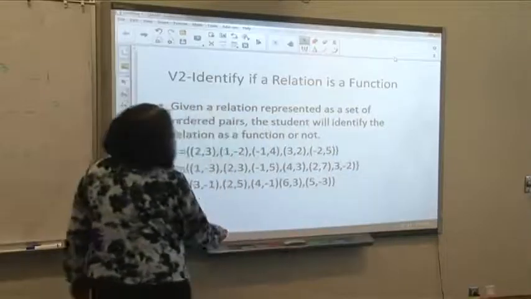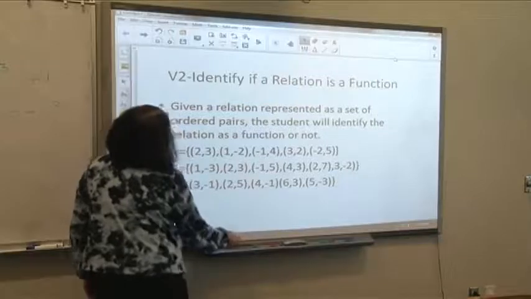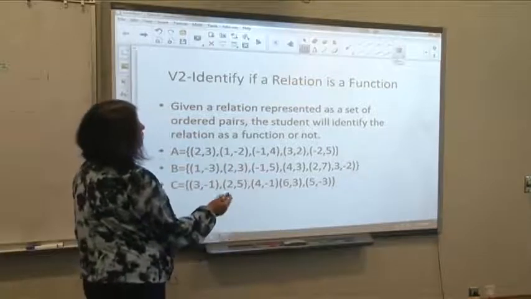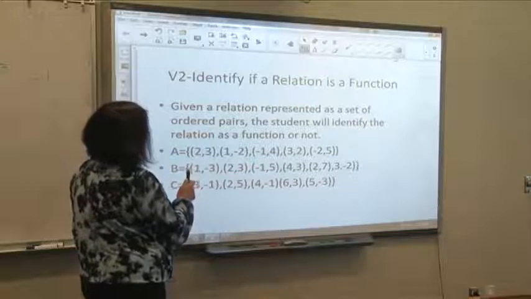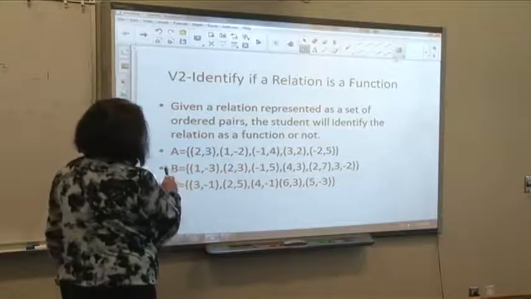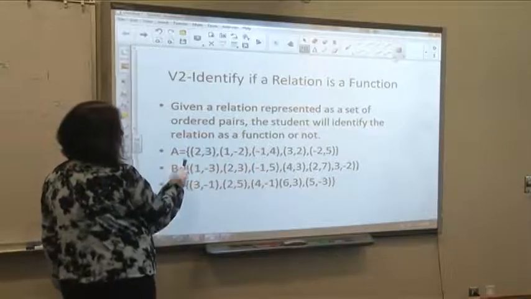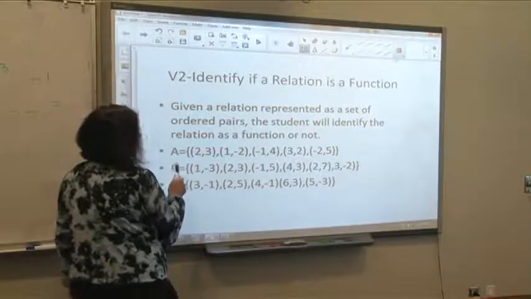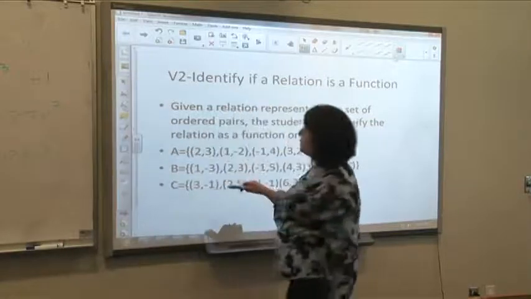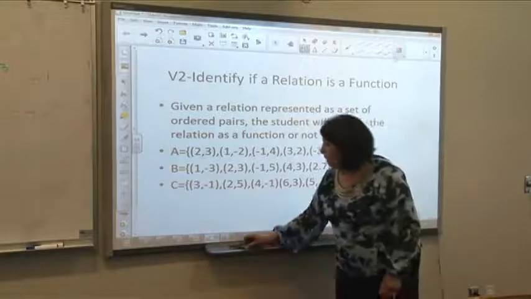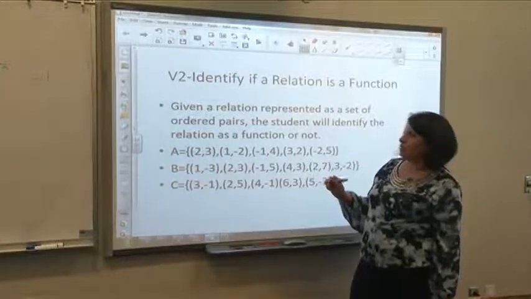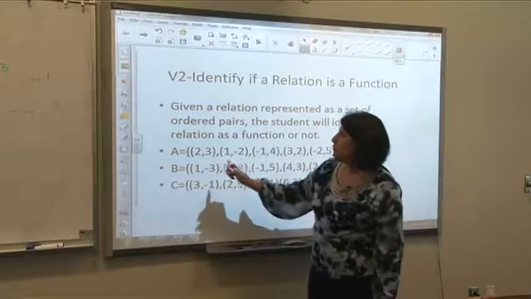All right. This outcome is about identifying if a relation given as an ordered pair, being specific here, is a function. So I have three examples of sets of ordered pairs that we need to identify as a function or not by looking at those ordered pairs.